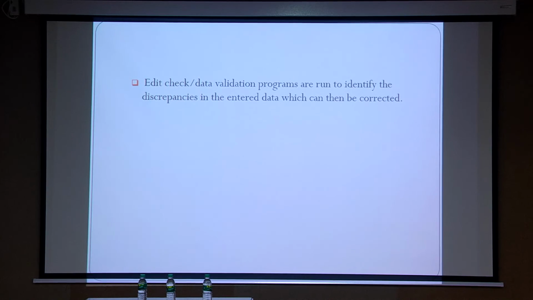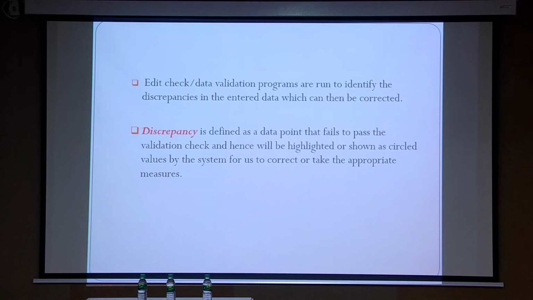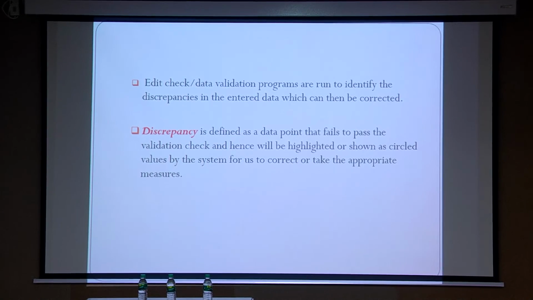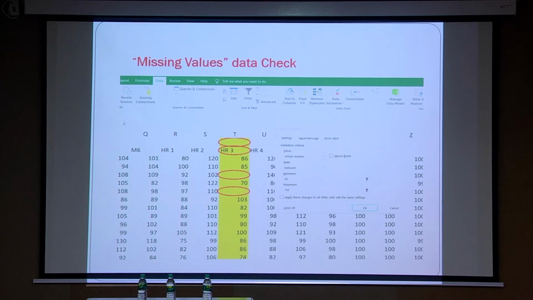It is done by having some edit checks or data validation programs that can be run in the system to identify any discrepancy. A discrepancy is defined as a data point that fails to pass the validation check and hence will be highlighted by the system as circles for us to take appropriate measures at this stage. So what are these discrepancies? They can be in the form of missing data, false or impossible values, any ranges or deviations from the protocol. So let's look at how to identify these discrepancies at this stage.